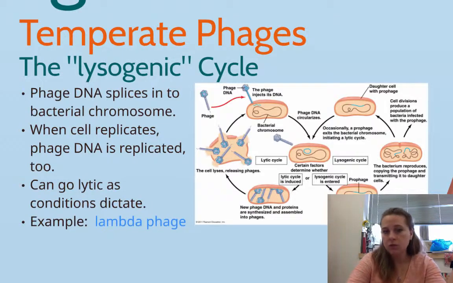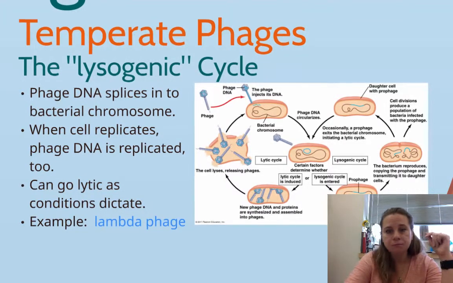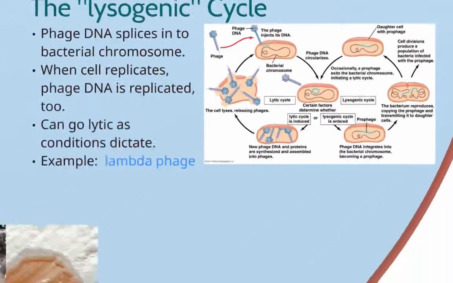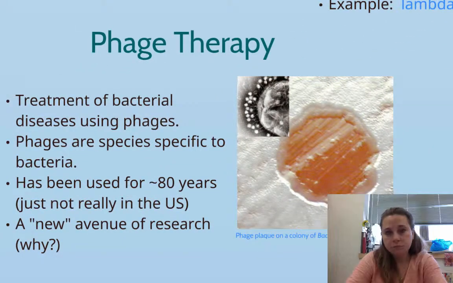So lambda phage will do this. And lambda DNA is what we looked at in our restriction simulation. So here's kind of how that works. You get the infection, incorporation into the genome, cell divides, it'll kind of hold on to that genome. This is the lysogenic cycle, and then as soon as it enters the lytic cycle, we're actually going to pull that DNA out and it's going to become that factory and then lyse out all of those cells.